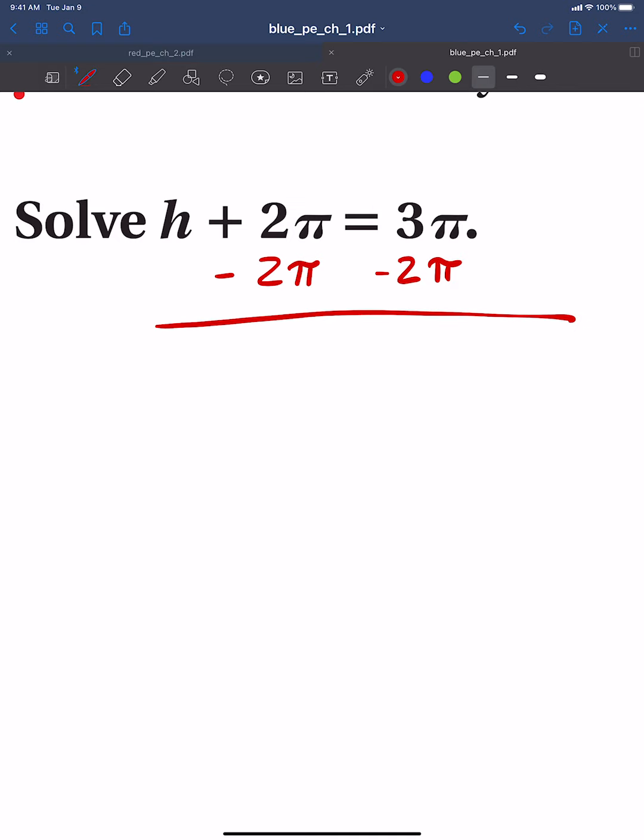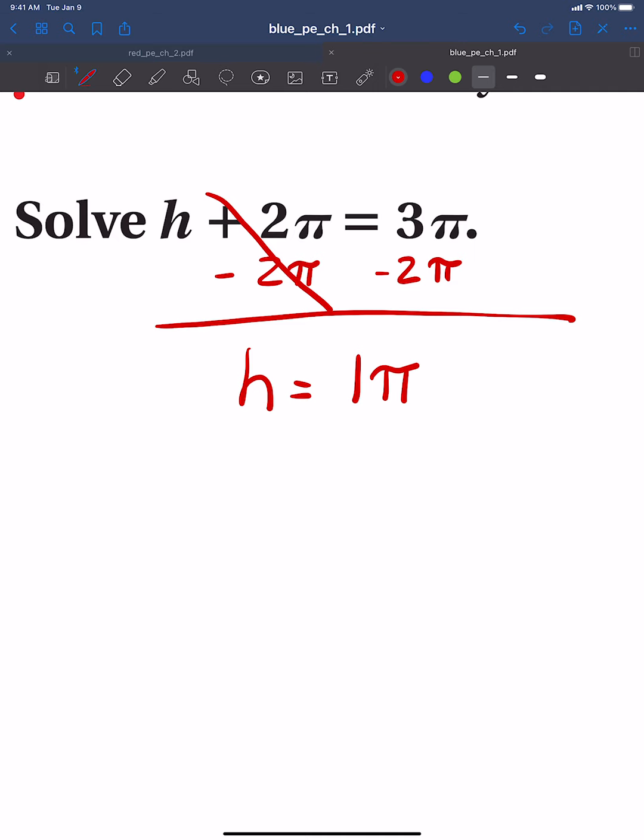2 pi, take away 2 pi, that's no more pi. All I have left is h. 3 pi, take away 2 pi. Guys, that's just like saying if I had 3 Skittles and you took away 2 of my Skittles, how many Skittles do I have left? 1 Skittle. Or in this case, 1 pi.